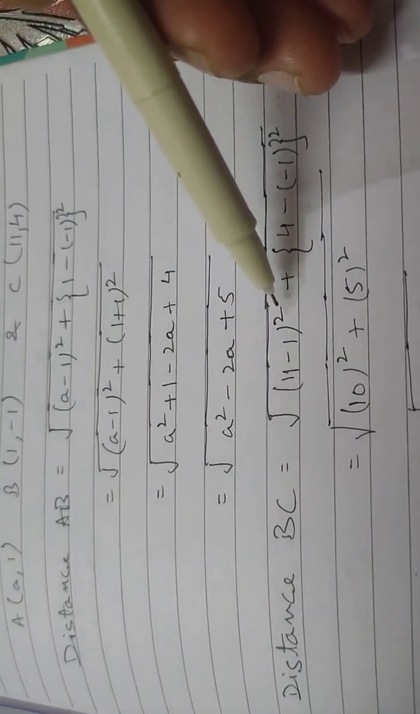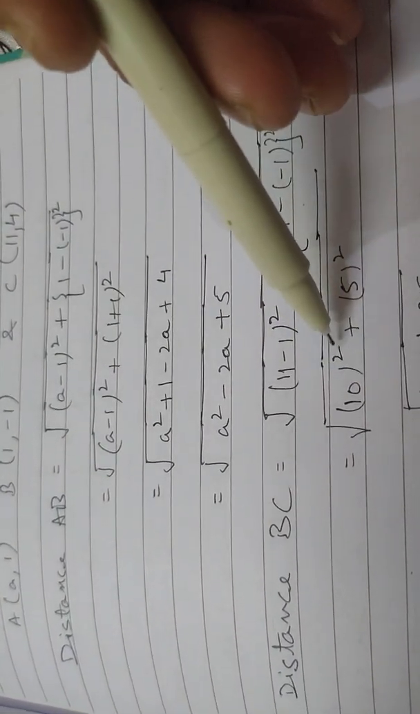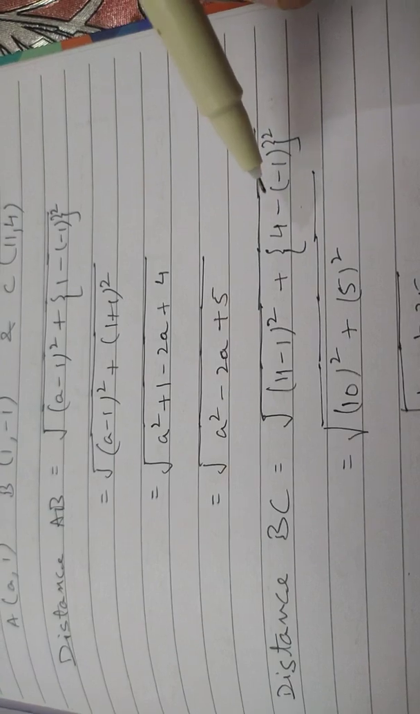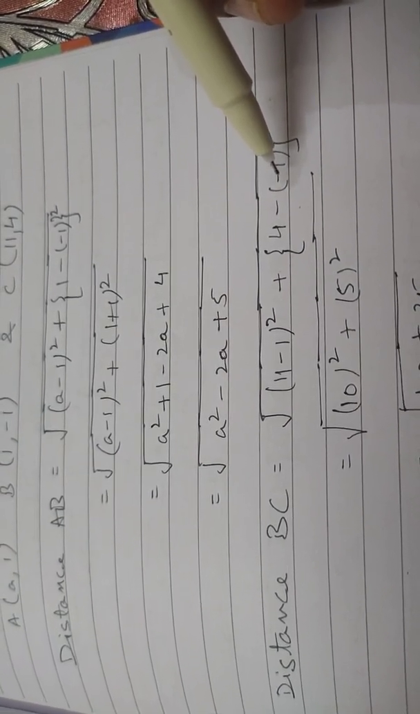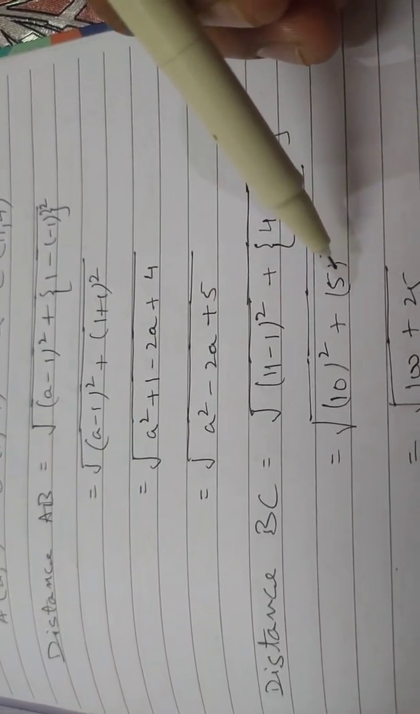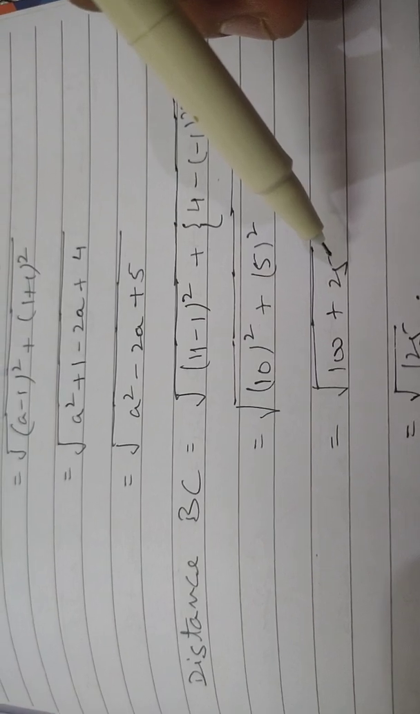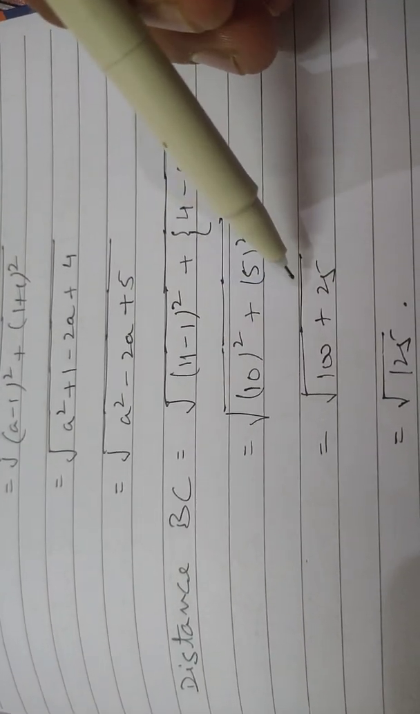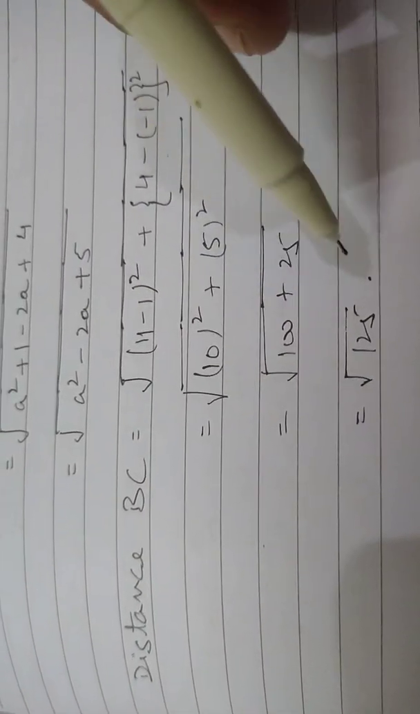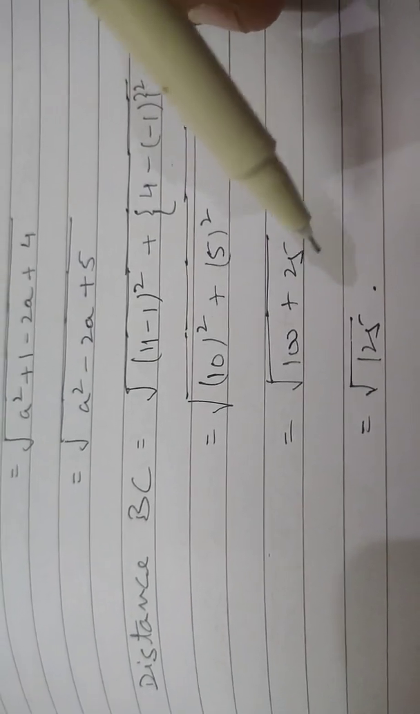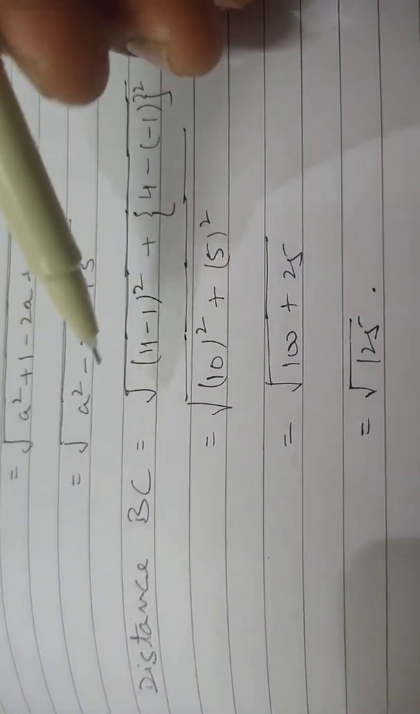(11 minus 1) whole square can be changed to 10 square under the root sign, plus, minus minus is plus, so 4 plus 1 will be 5 whole square. Then 10 whole square is 100 plus 5 whole square is 25 under the root sign. Then under the root sign, it can be written as root 125 units. So this is the distance between B and C.